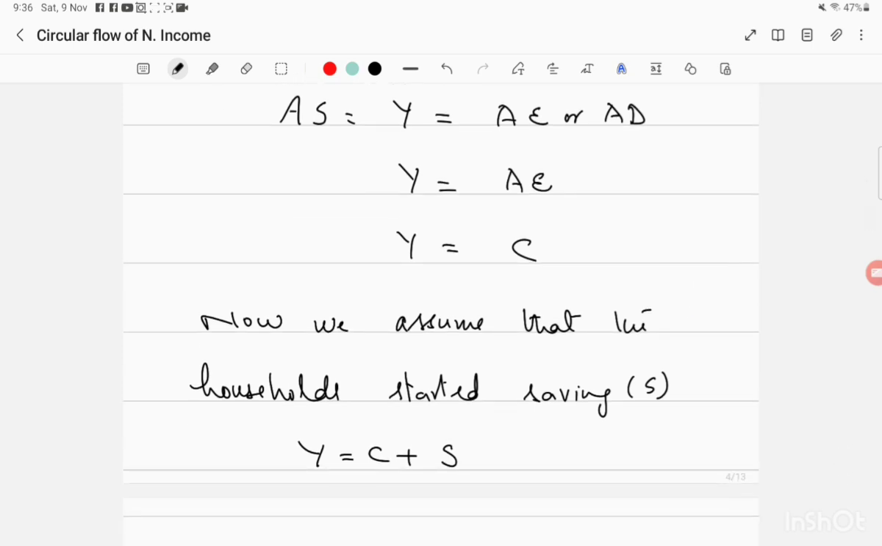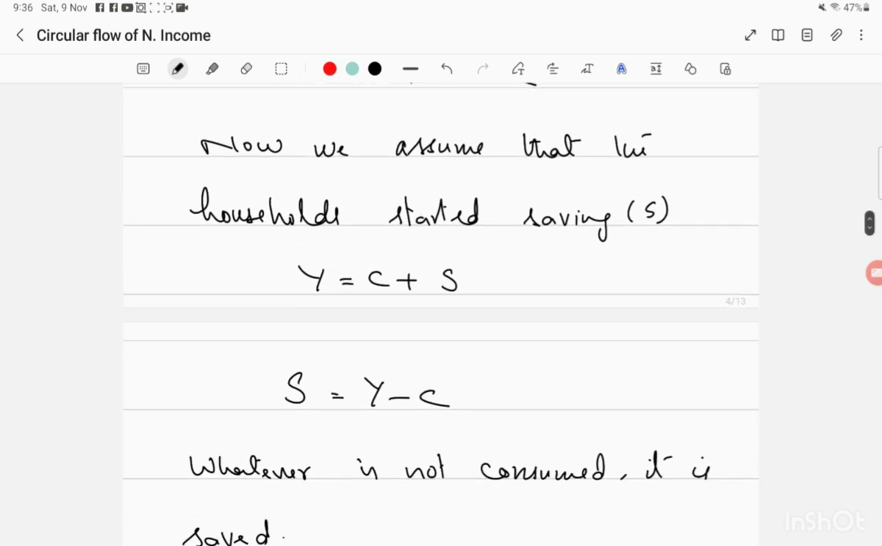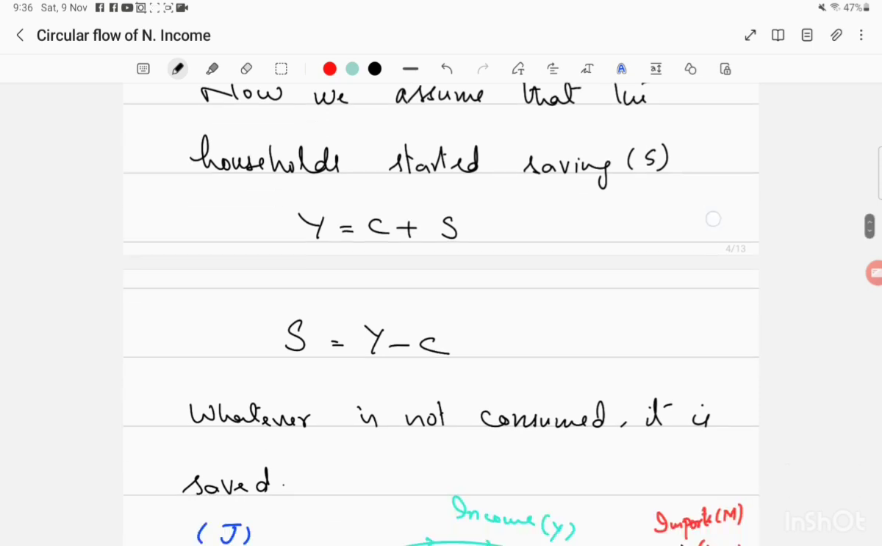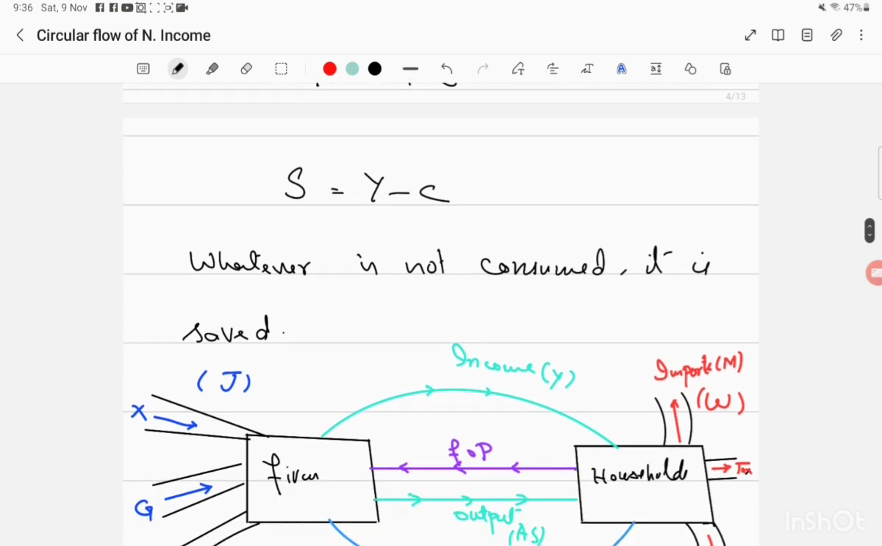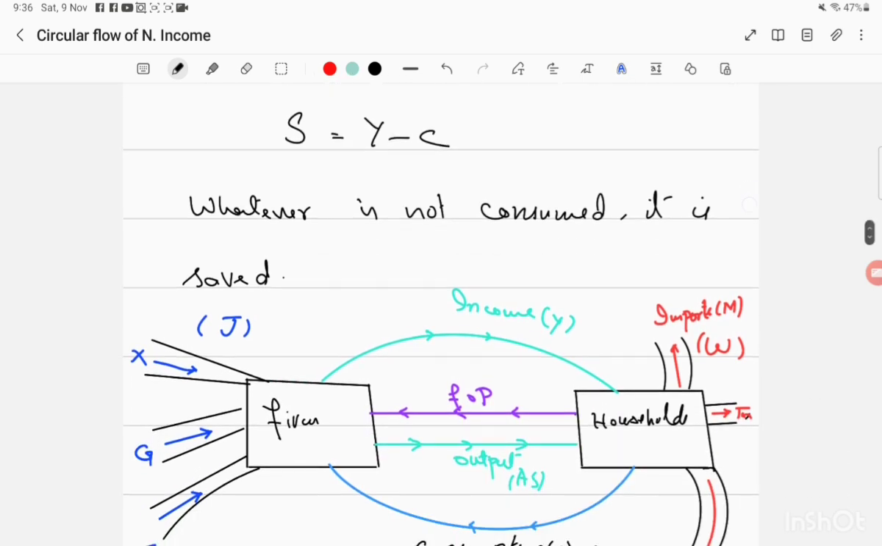Now we assume that households started savings. When they start saving, so what is saving? Saving is the part of income which is not being consumed. So income equals to C plus S, consumption plus saving. So all of the income is not going to be spent by the households. So saving, that is income minus consumption. Whatever is not consumed, it is saved.